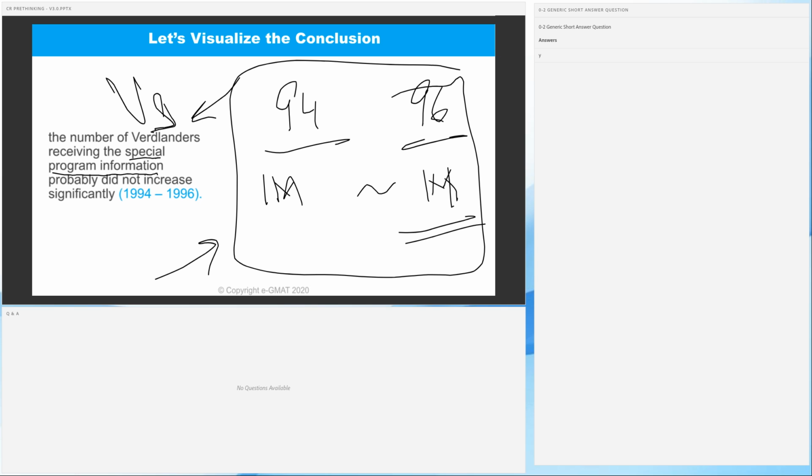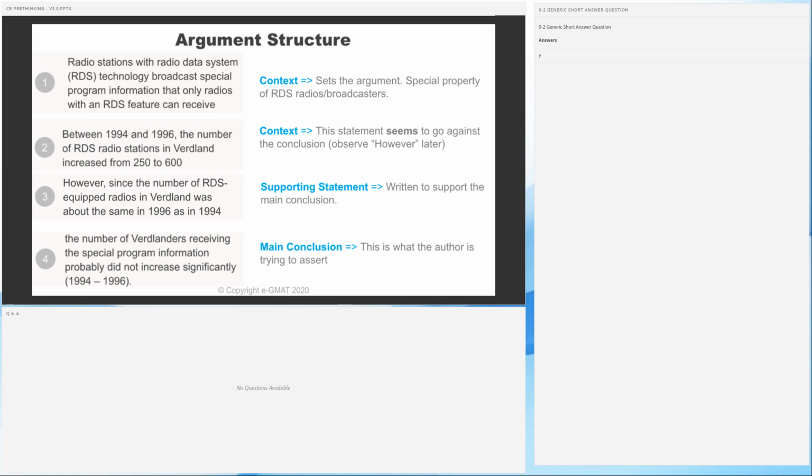This is what the conclusion is all about, just visualizing this conclusion. Okay. And again, you can really see, as in every question, we've done this sort of a visualization. The more you do this, the more this becomes automatic in your brain. The faster you end up doing this, the more precise you become overall. Okay. So let's look at the argument structure. This is the main conclusion over here. We just read through the statement.